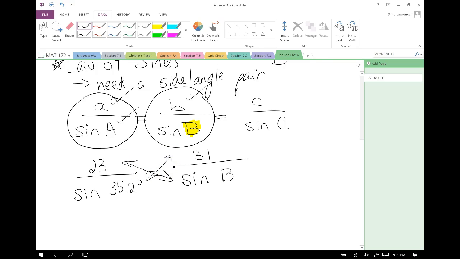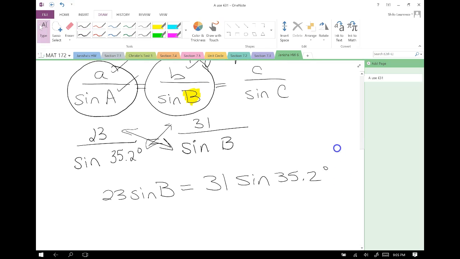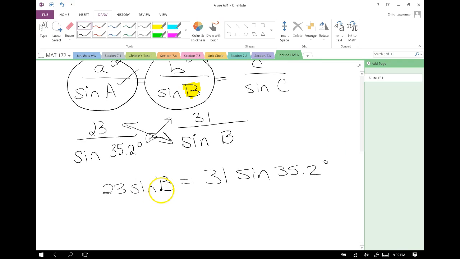And when I do that, I get 23 times the sine of B equals 31 times the sine of 35.2 degrees. So that gets rid of the fractions for us. And we're trying to solve for angle B. We're trying to isolate B. So there's two things that we need to do to get B all by itself.